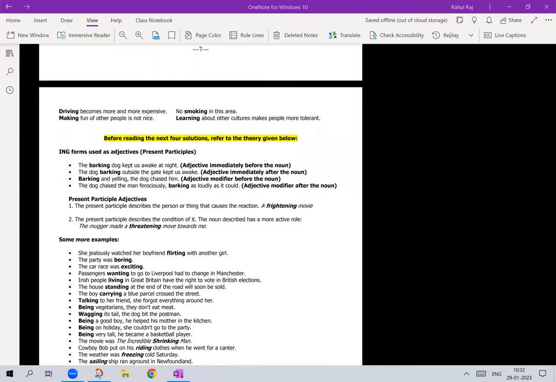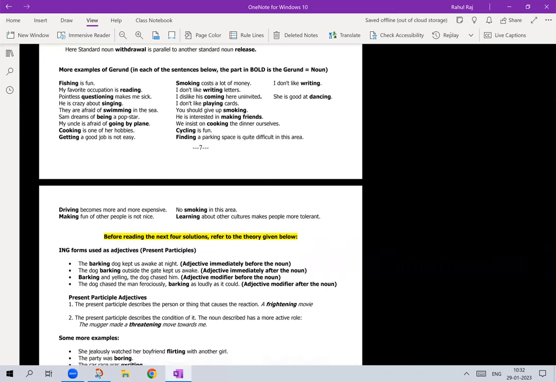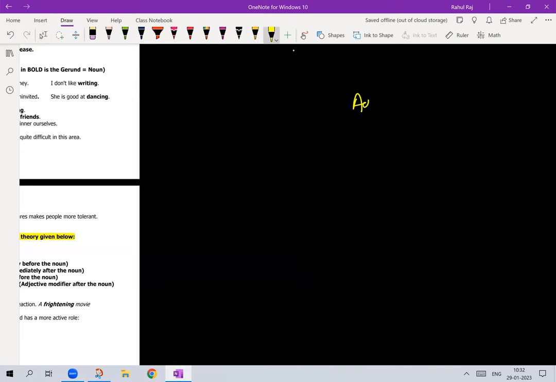So in last class, we did noun and noun parallelism. I think if you people have read about it, today is one of the very important topics we are doing. It's adjective and adjective parallelism.